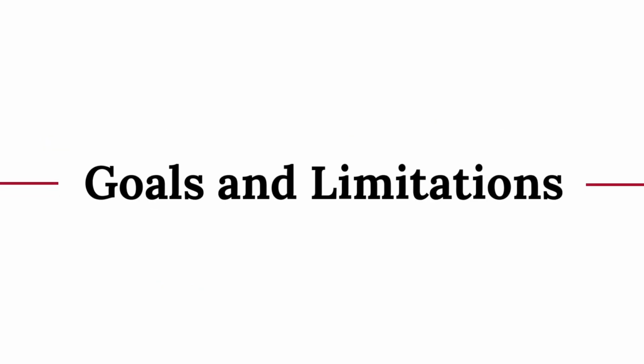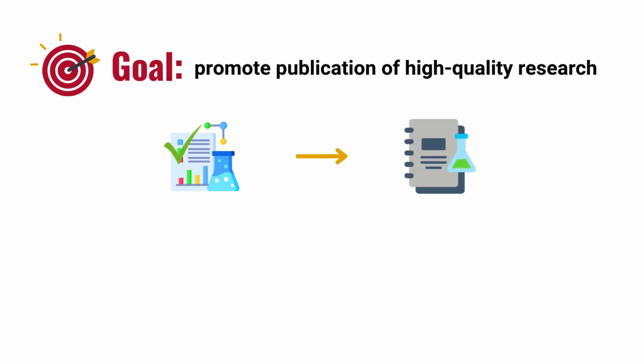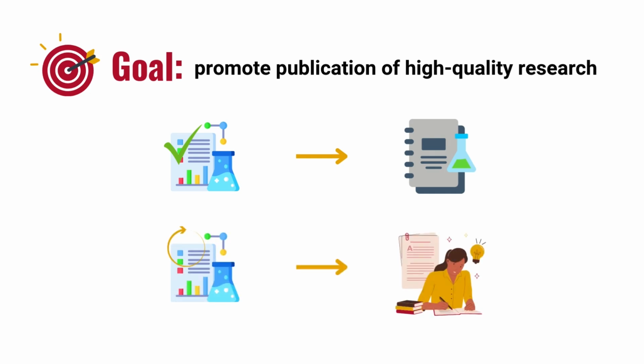The primary goal of peer review is to promote the publication of high-quality research and limit the publication of low-quality research. In a perfect world, research that meets the standards of its field is accepted and published in a reputable journal for other scholars to read. Research which does not meet that field's standards, according to peer reviewers, is sent back to authors for significant revision, or it may not be published at all.